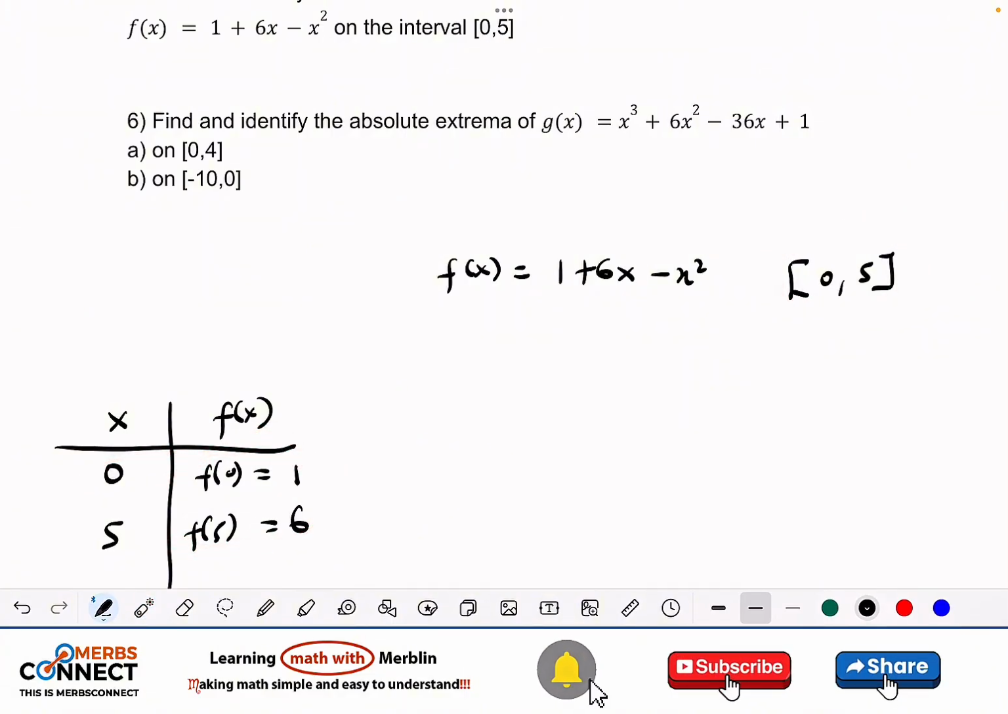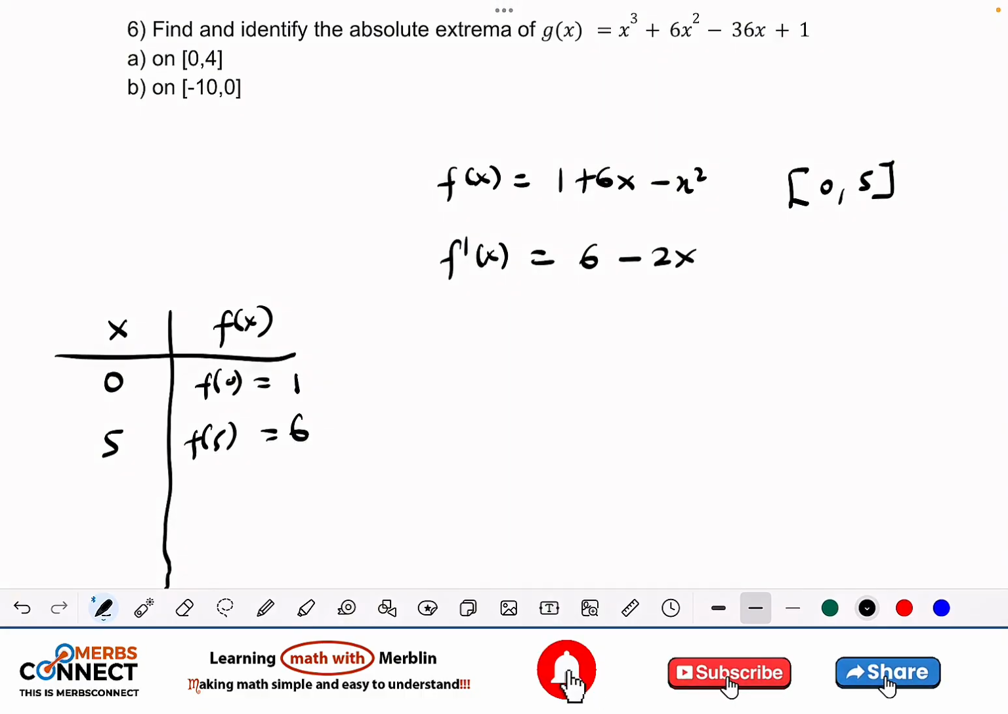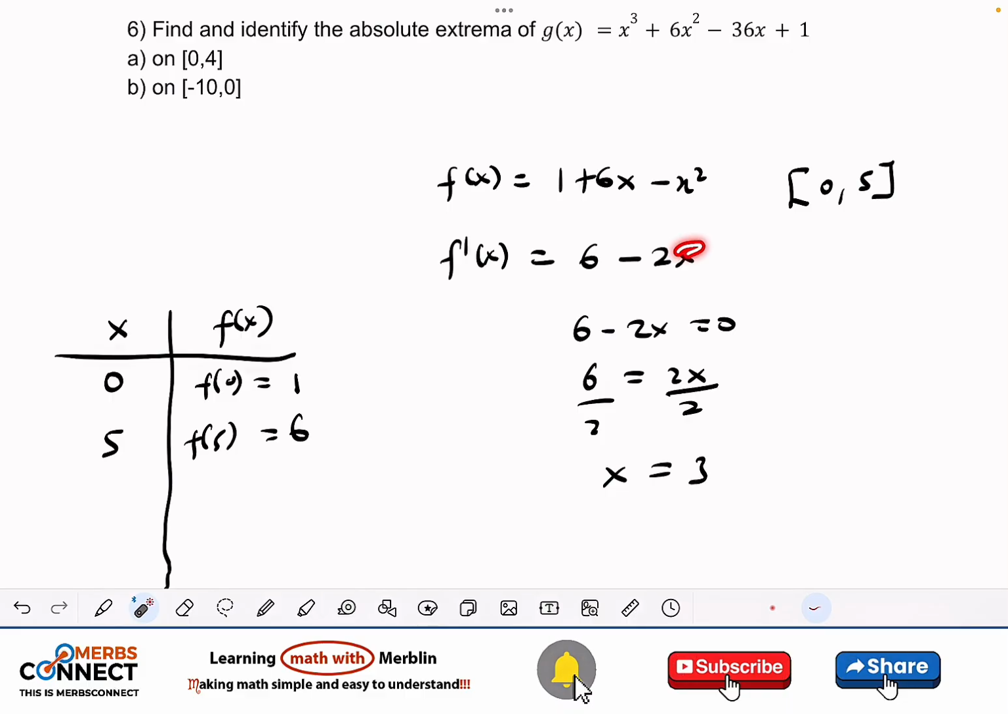So let's find the critical value. F prime of x is equal to 6 minus 2x. So what we need to do is look for a value that when you plug it in is going to give us 0. So basically we can say, let's set 6 minus 2x equal to 0. This is 6 equals 2x. Divide through by 2 and x will be equal to 3. So when I plug in 3 here, this is going to be 0. So 3 is the critical value. But the question is, is 3 inside the domain here?